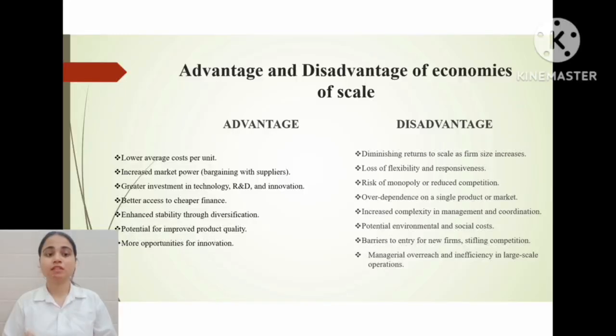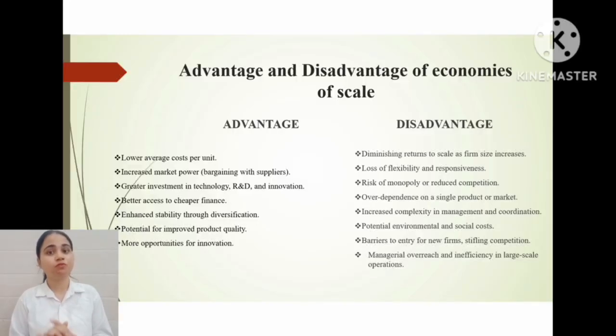Economies of scale help with R&D and innovation, technology investment, and greater investment for the firm. Other advantages are better access to cheaper finance, enhanced stability through diversification, potential for improved product quality, and more opportunities for innovation. We have more and more opportunity to innovate our products and policies to stay competitive in the market.